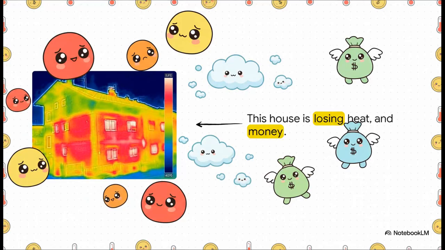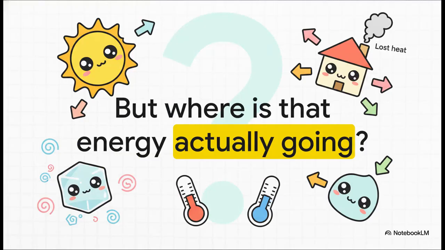So take a look at this. This is a thermal image of a house. See all those bright red and yellow spots? That's heat, literally pouring out of the building. This is where your money is escaping into the cold air. It feels like it just disappears, right? But here's the thing, it doesn't. And if we can understand where it's going, we can start to control it.